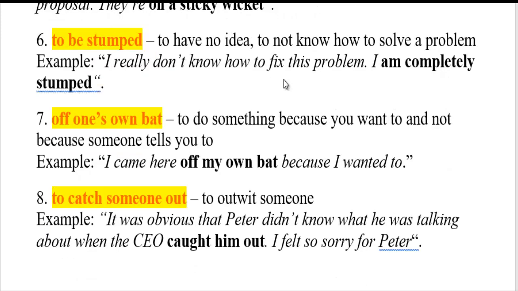Off one's own bat. So, I came here off my own bat because I wanted to. So it's your own will, out of your own will. And the bat, obviously, when you're playing cricket and you get the ball and you hit the ball, you're hitting the ball in the direction you want. That's your own will. All right.